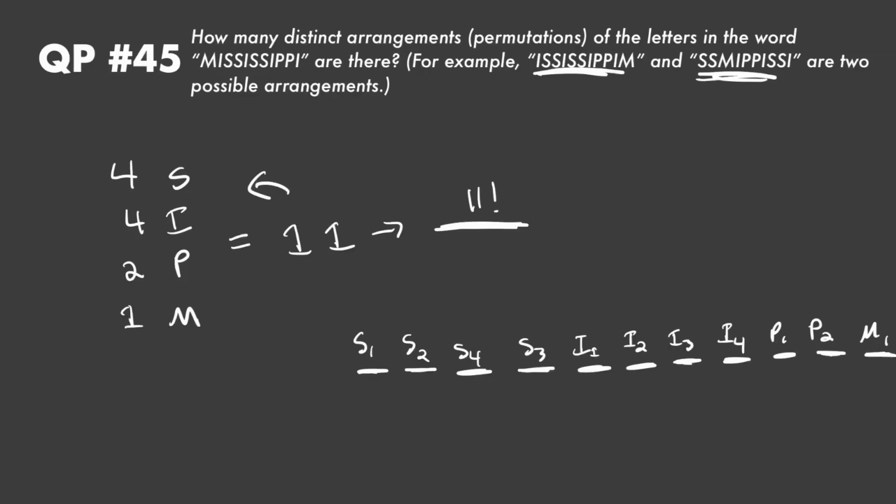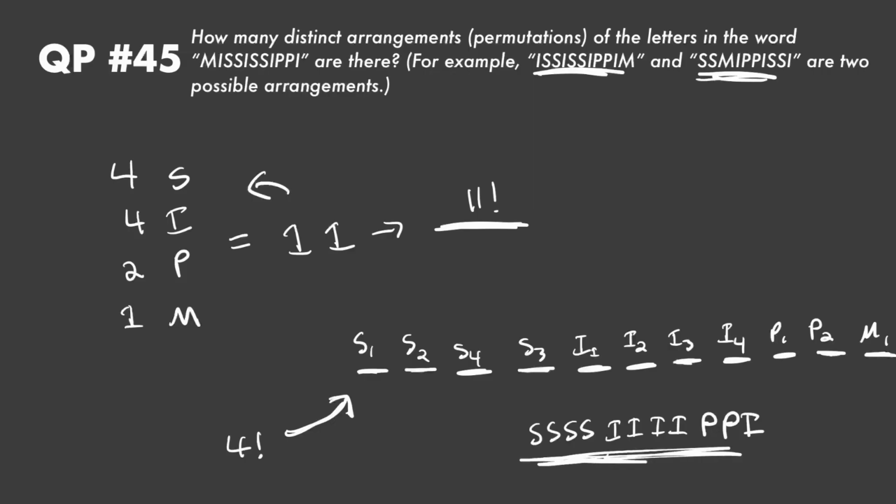So the ordering of these S's relative to each other does not matter. And since we have 4 S's, there are 4 factorial ways to permute them. That tells us that for every distinct ordering like this one, we overcounted in this number by a factor of 4 factorial. So that means we're going to need to divide by 4 factorial.